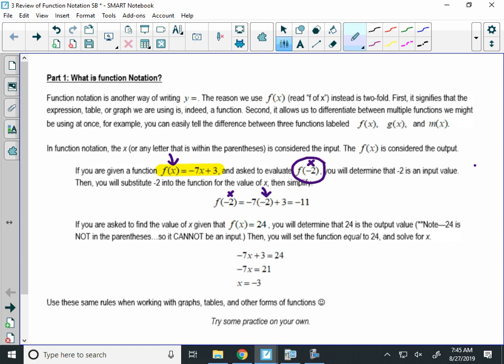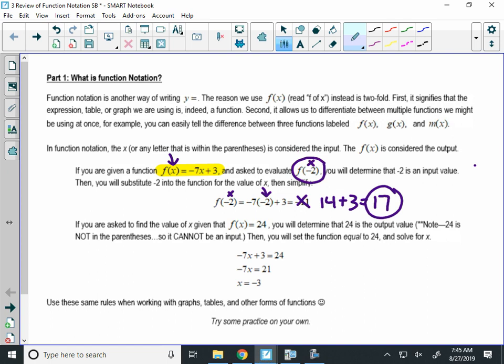So you'd have negative 7 times negative 2 instead of x, plus 3. Negative 7 times negative 2 is positive 14. Oh, that's a typo. Positive 14 plus 3 is 17. So your answer here is 17.